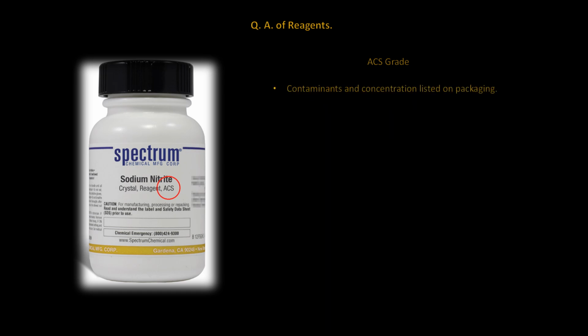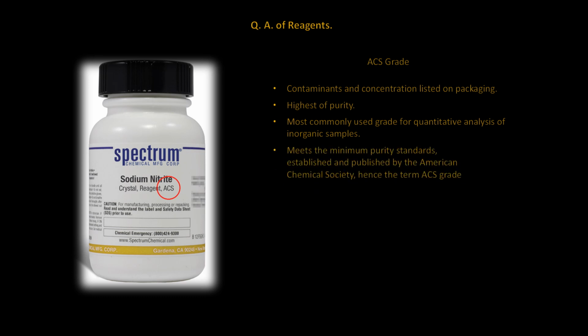These chemicals will have their contaminants and their concentrations listed on the packaging or labels. These chemicals are of the highest in purity and the lowest in contamination. That is why they are the most commonly used grades for inorganic analysis, especially in the mining industry and assay laboratories. These chemicals meet the minimum purity standards laid out by the American Chemical Society. Hence the term reagent, ACS, or simply ACS grade.